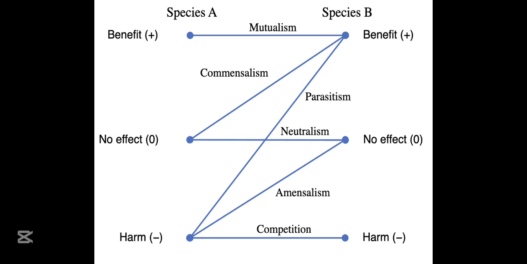Right. And finally, there's neutralism, which is basically when two species have no direct interaction or effect on each other. So they're just kind of coexisting? Exactly. It's like two ships passing in the night.